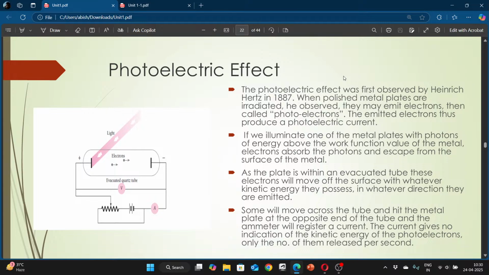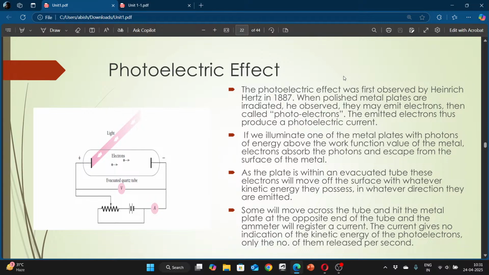So the photoelectric effect was first observed by Heinrich Hertz in 1887. Now this does not matter, because the date and time do not matter in exams. That is for the engineering exam. When polished metal plates are irradiated, he observed that they emit electrons. Irradiated means they are struck by light, radiation put on them in any form of light, ultraviolet light mostly. The emitted electrons are then called photoelectrons.